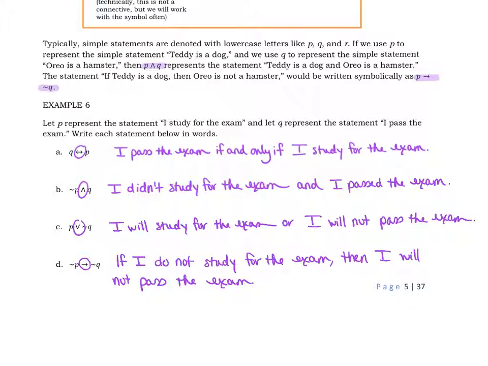Okay. And one other thing I do want to point out real quick is if you don't want to include the word then, you don't necessarily have to write it out. It would be implied. If I don't study for the exam, I won't pass the exam, or I will not pass the exam. The then can be implied, okay? It doesn't necessarily have to be written out. So again, just be aware of that as you're working through these types of problems.